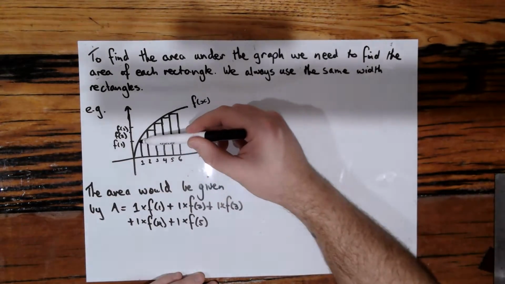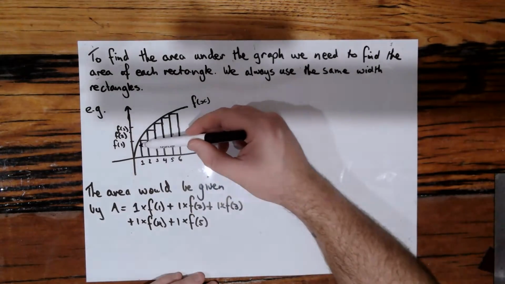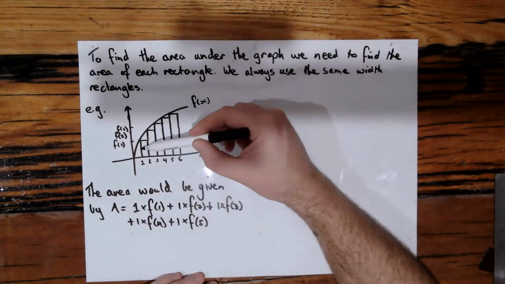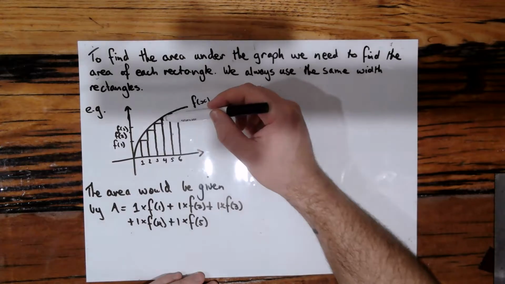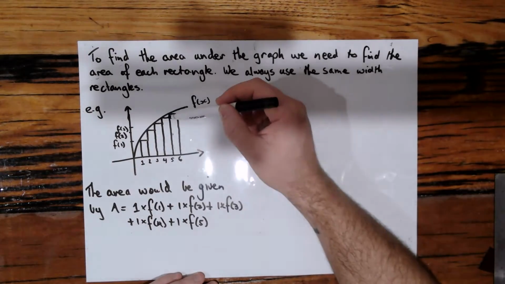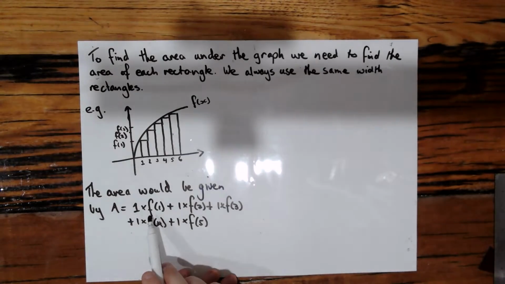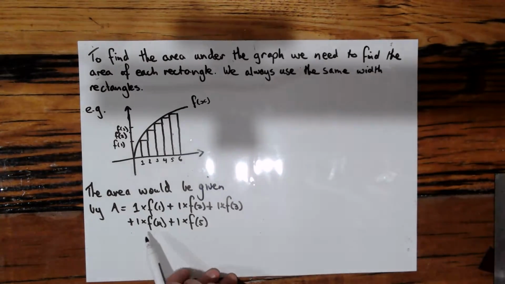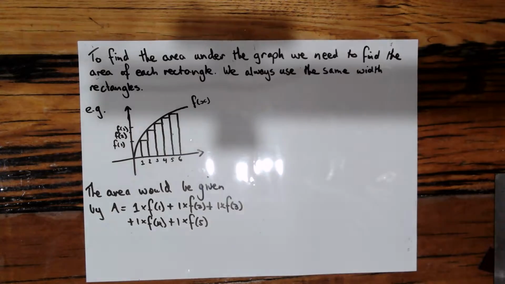Because this is the left-hand method, the height of this rectangle is f of 1. For the next one it's f of 2, then f of 3, f of 4, and f of 5. So the area would be given by 1 times f of 1 plus 1 times f of 2 plus 1 times f of 3 plus 1 times f of 4 plus 1 times f of 5. That would give us an estimate.